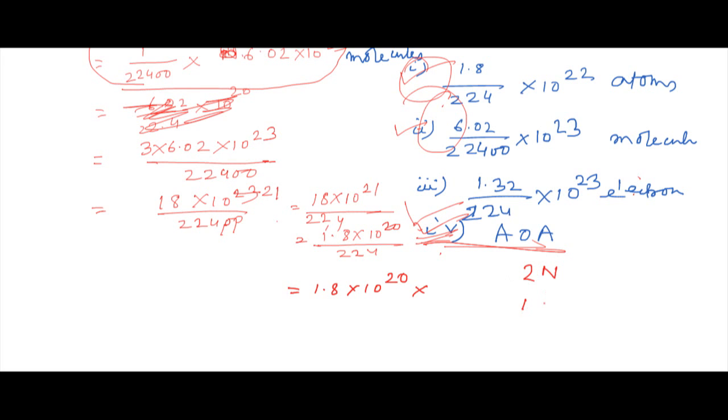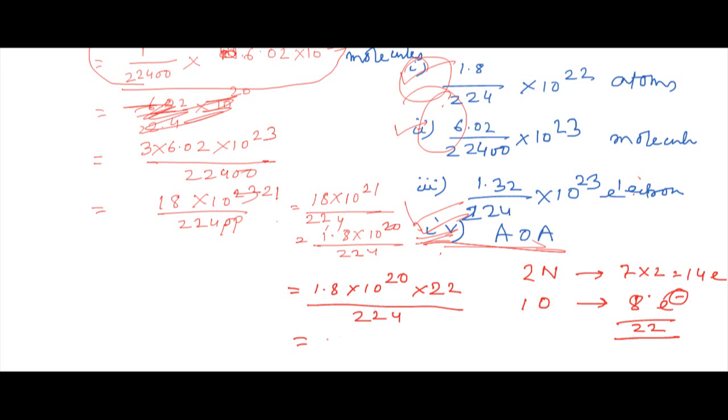There are 2N and 1 oxygen. So in 2N there will be 7 into 2, 14 electrons, and in 1 oxygen there will be 8 electrons. So there is a total of 22 electrons. So I'll just multiply 22 over here and I'll write 10 to the power 24. So what does it come out to be? 1.8 into 22, that is... sorry, actually it should not be multiplied with this part because these are the number of atoms. So I'll get it from here.